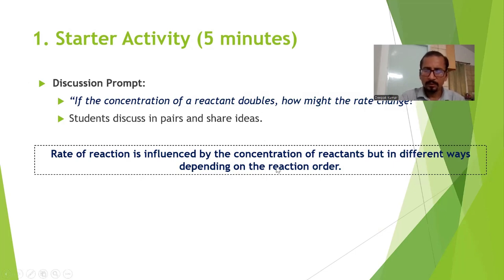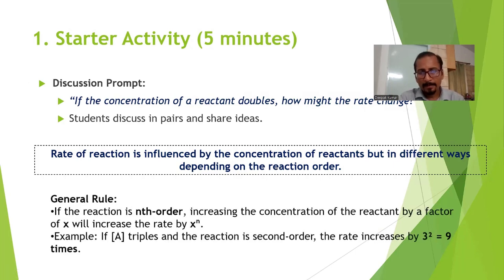So what is this order of reaction? Let's move and understand. I'm going to help you with the general rule for nth order of reaction with an example. First, how important this order of reaction is. We have the formula x raised to the power n, where x gives the concentration of the reactant and n is the order of reaction. For example, if molar concentration triples and the reaction is of second order, the rate increases by 3 raised to the power 2, that is 9 times.